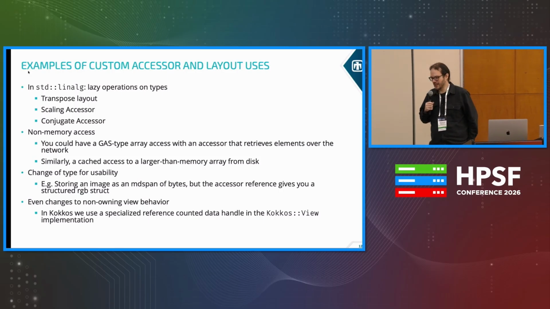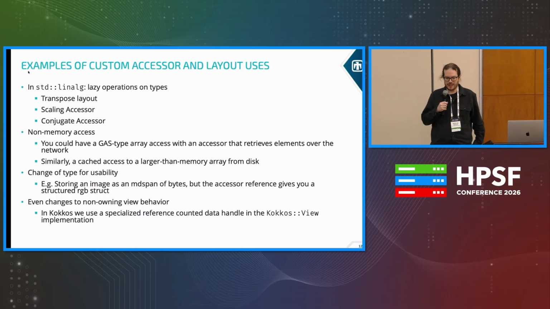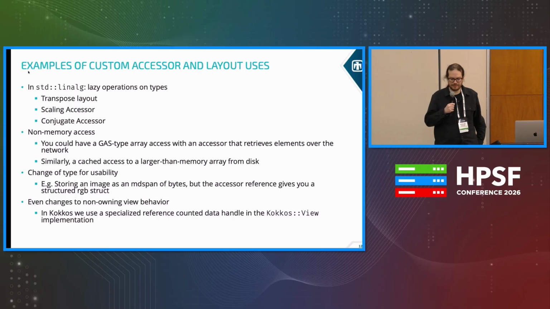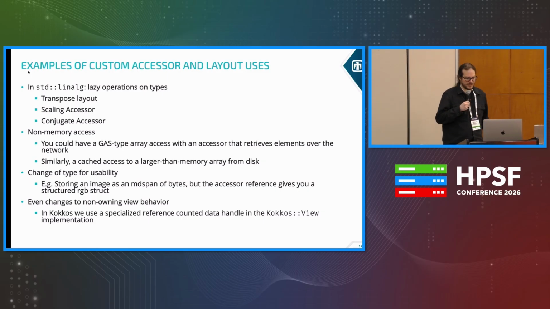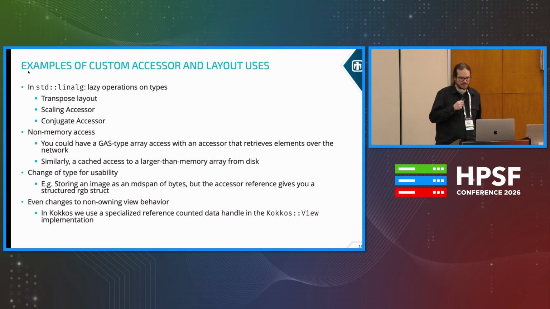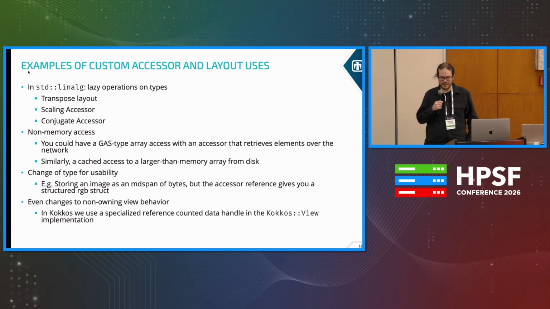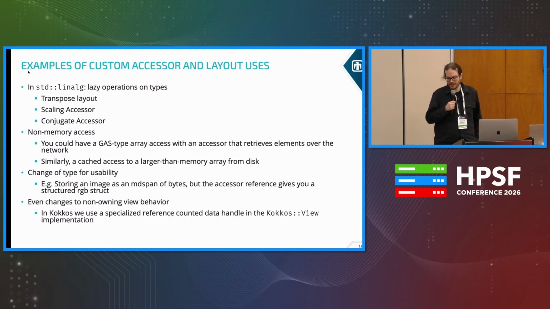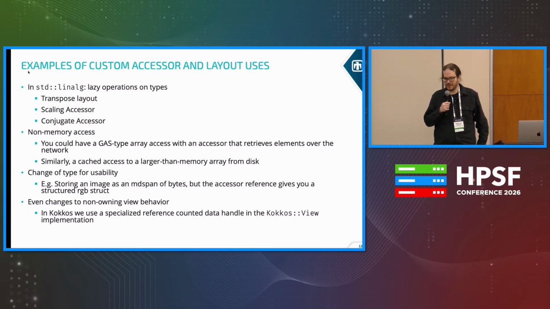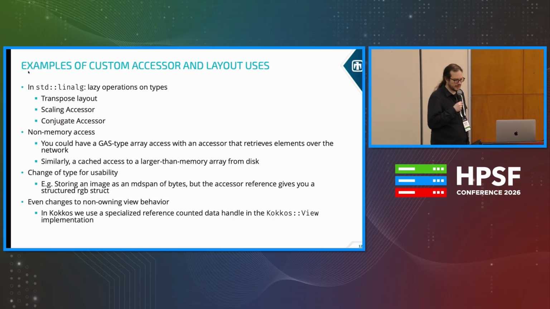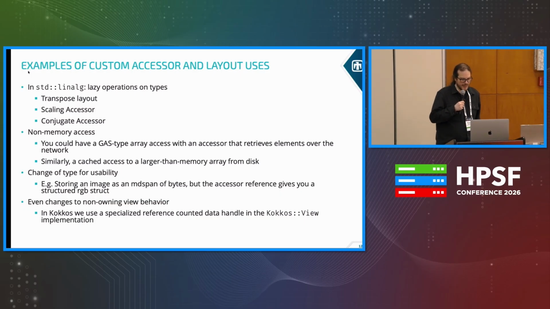You can also think about things like non-memory access for your mdspan. For example, you have some array that is too large to fit into memory on your node. So you could construct cached access that reads from disk with a custom accessor. Or you could do something like a GAS type array, where you access elements that are present on other nodes, and whenever you access them, it does a network call. So a lot of interesting things there.